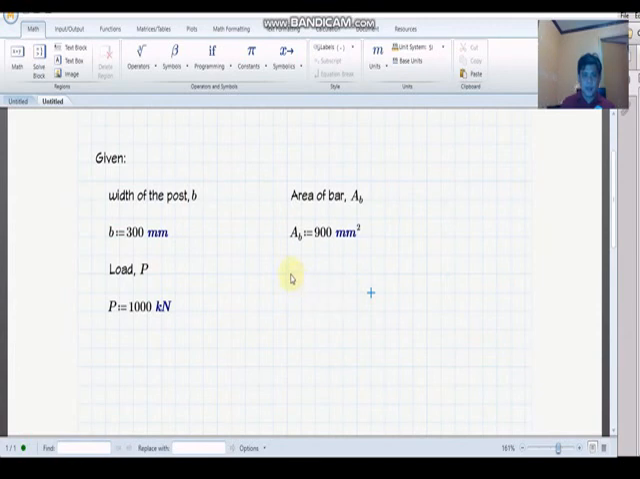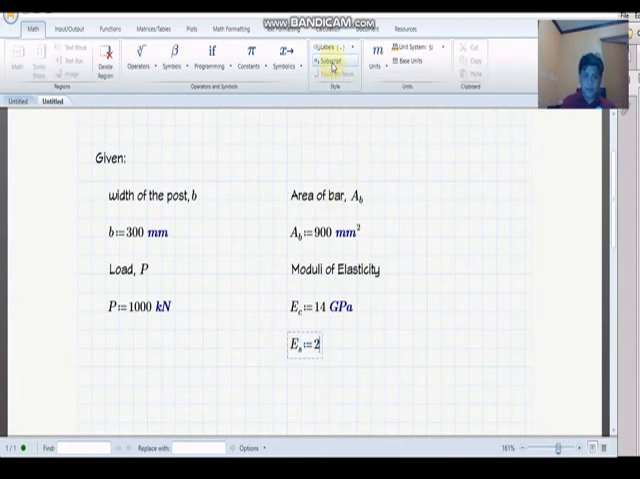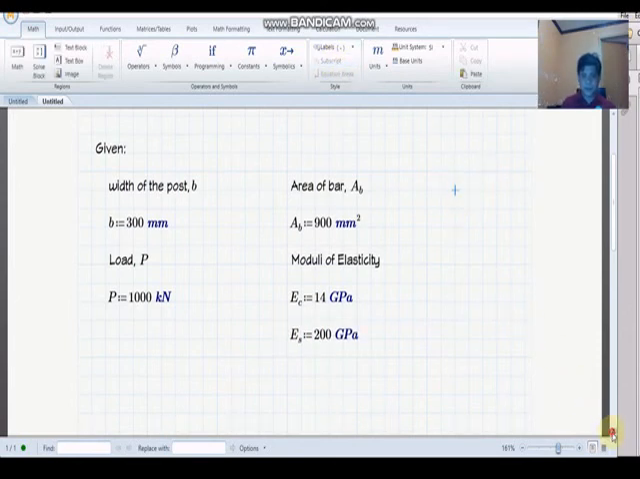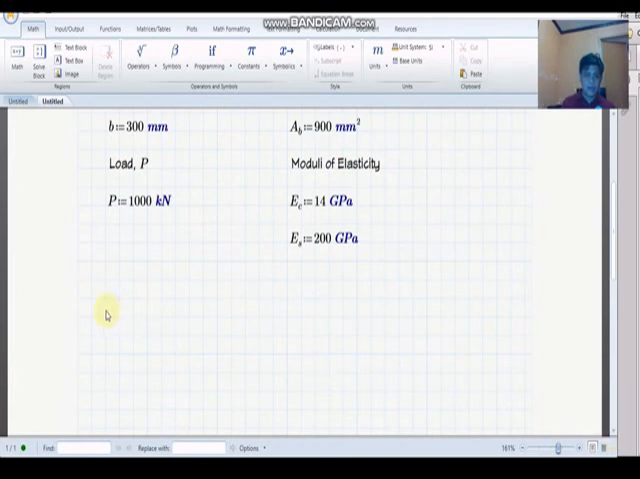We're also given the moduli of elasticity of the two materials. For the concrete, it is equivalent to 14 gigapascal. And for the steel, we're given 200 gigapascal. So let's now solve the problem.